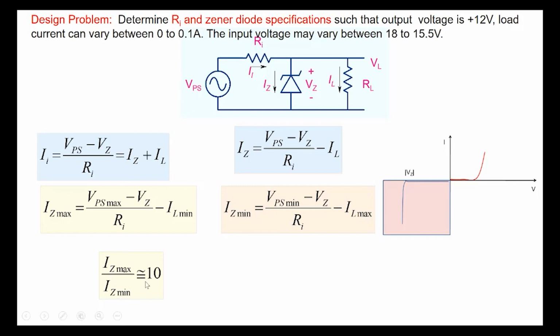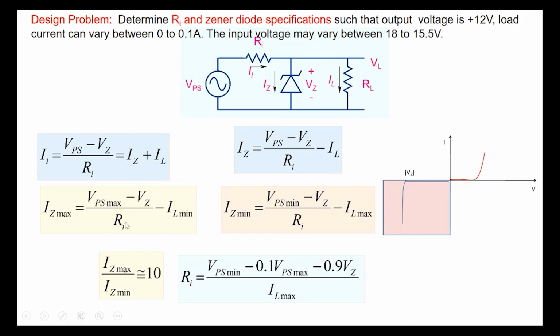And if we do that, it would make sure that Iz min is positive here, and therefore we are away from this particular knee region here. And Iz max also will not be very, very large compared to this. So if we use this Iz max by Iz min ratio as 10 here, then from this particular equation, we can derive a value of Ri here.